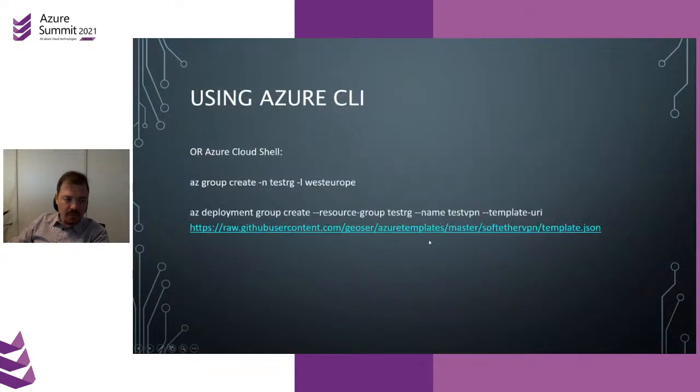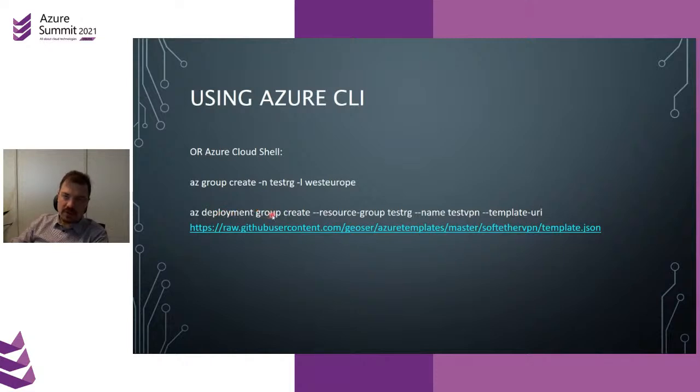Also, what is the other option to create it? If you don't want to use the Portal, or you would like to have some automation for that, you can use Azure CLI or PowerShell, whatever you want. It's just two operations for that. First of all, you have to create a resource group, so az group create, and then az deployment group create. So deployment is the actual module for the deployment creation.